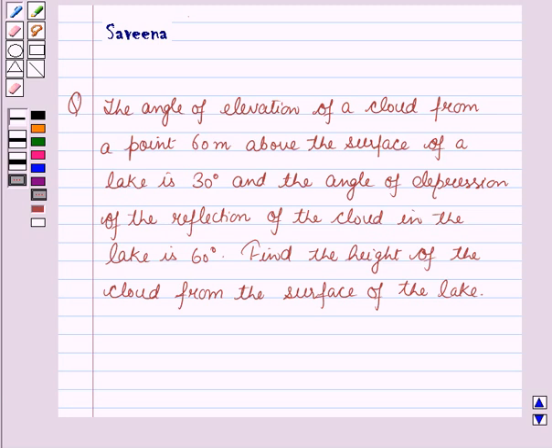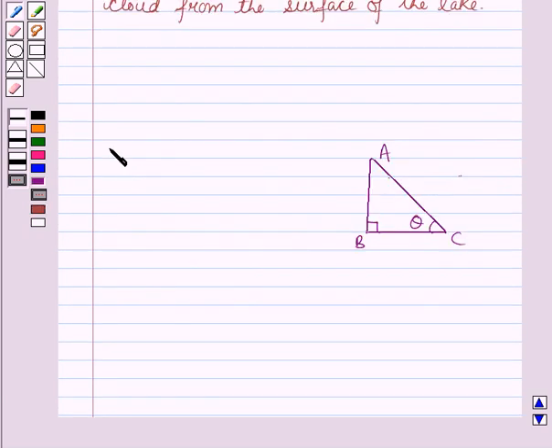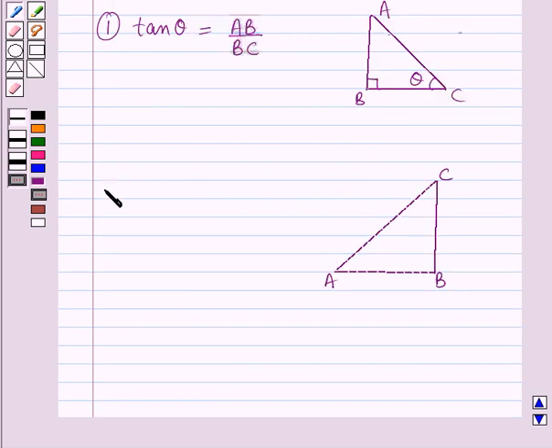Now, before starting the solution of this question, we should know some results. First is, in triangle ABC, tan theta is equal to perpendicular over base, which is here AB over BC. And second is the angle of elevation.